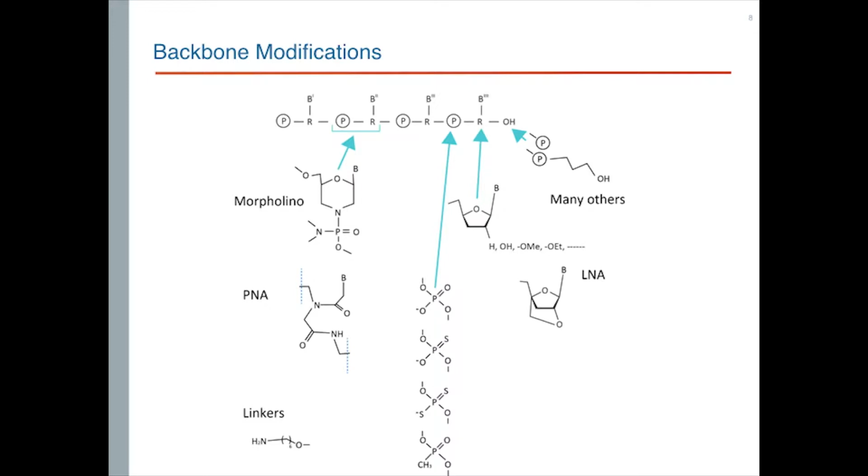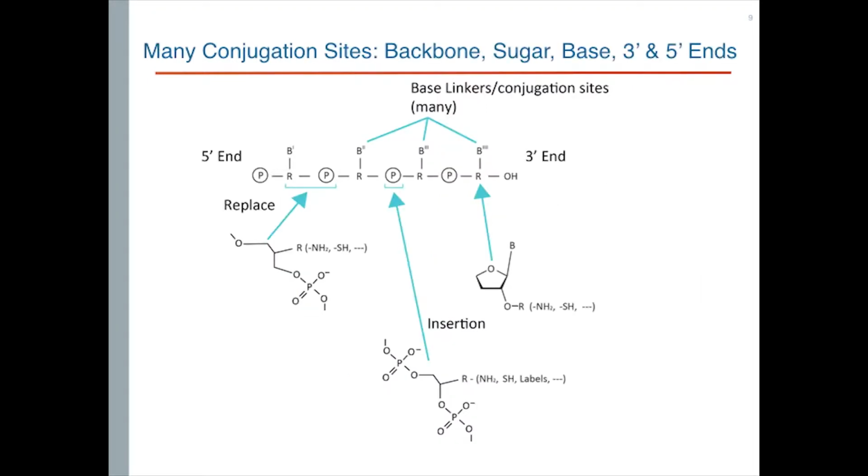Here are some examples. We can completely replace the phosphate backbone with the likes of morpholinos or PNAs. You can do substitutions at the 2' position. You can substitute into the phosphate backbone, and add linkers onto the 3' and 5' ends. All kinds of things that we can do now.